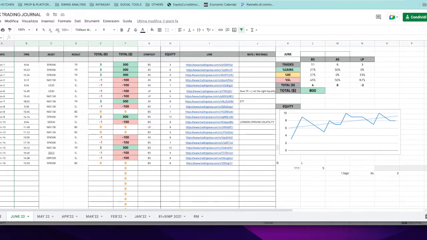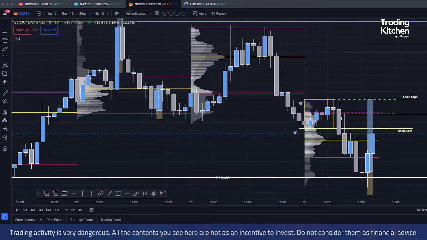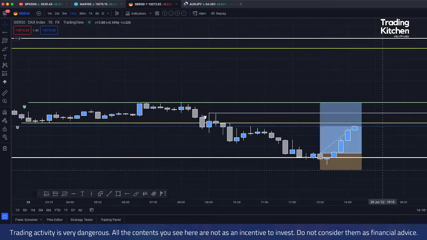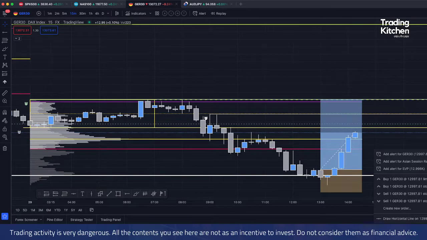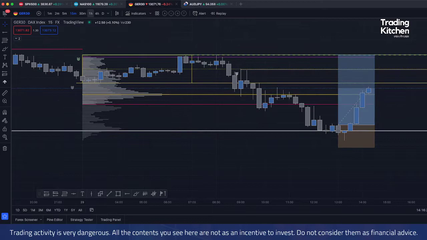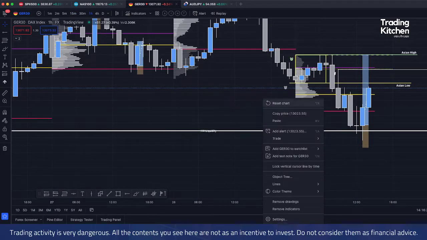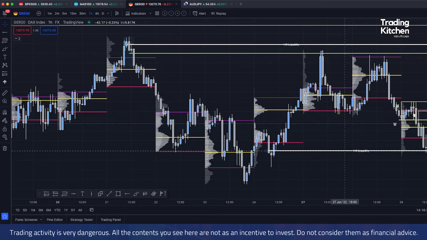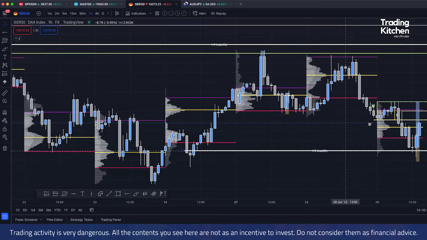So let's jump into the charts. I will show you the reason by which I am long now on DAX. First of all, let's go on 1 hour time frame to highlight the key level from which we are probably going to be looking for some good opportunities.